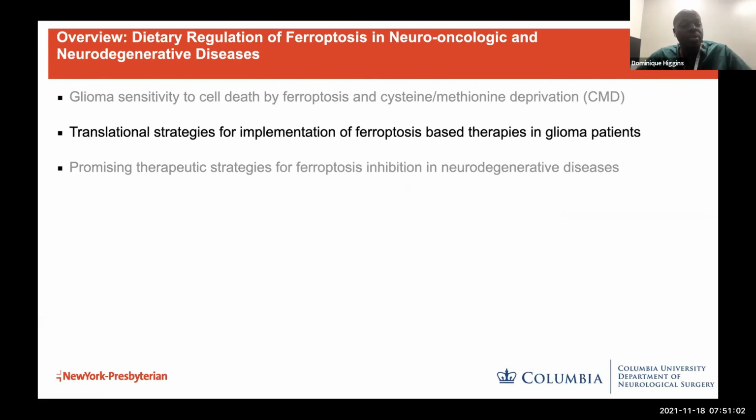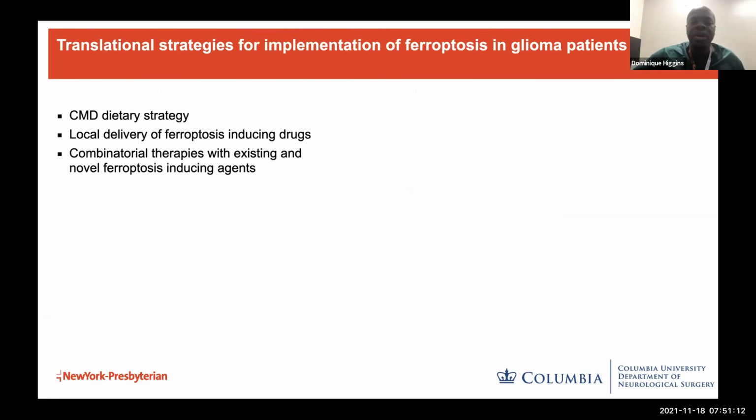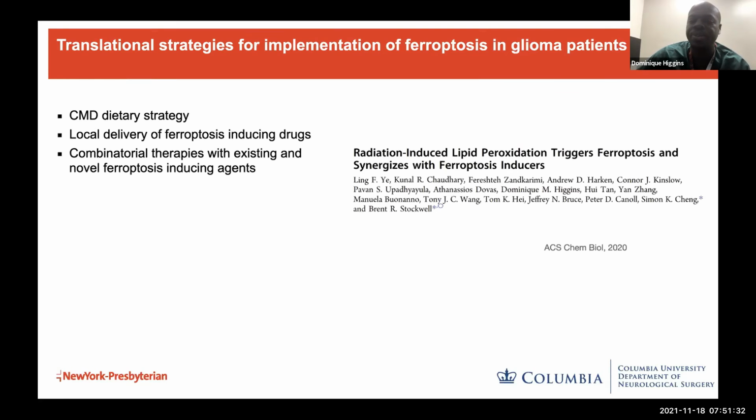So next, our long-term goal here is to try to treat patients with this therapy. So what are our translational strategies that we can use to implement this in glioma patients? One obvious one is the dietary strategy. And then the second is to combine that with the drug. There are issues with blood-brain barrier penetrance. So one strategy we're implementing is local delivery of the ferroptosis-inducing drugs in combination with the diet, and then using existing and novel therapeutic agents.